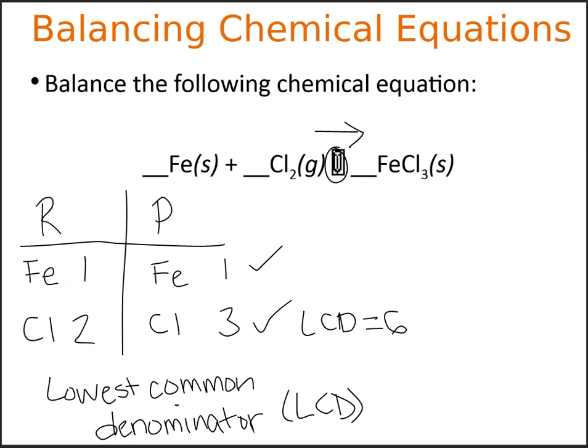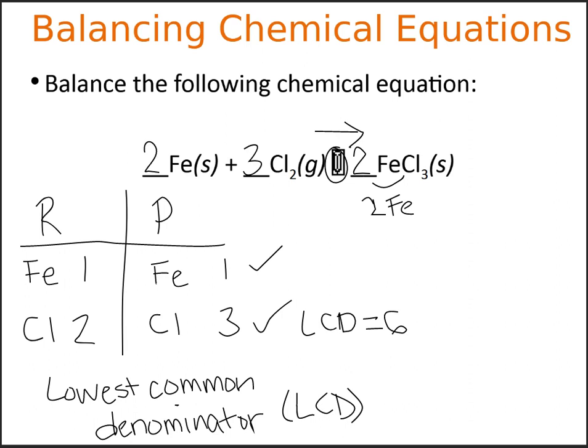So if we're going to fill this in, we're going to say, okay, we have 2 chlorine atoms on this side. To get 6 chlorine atoms, we're going to fill in a 3. And to get 6 chlorine atoms on the product side, we're going to fill in a 2. If I fill in a 2 for this iron 3 chloride, that means that I now have 2 iron atoms on the product side. To balance that, I need to add a 2 on my reactant side.